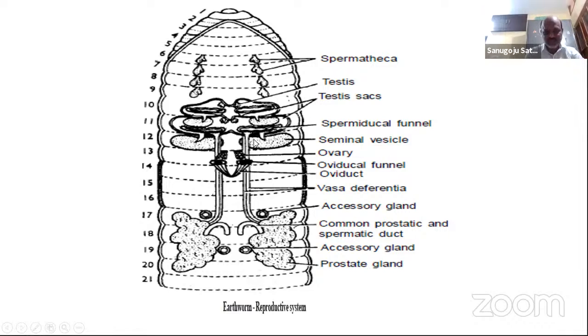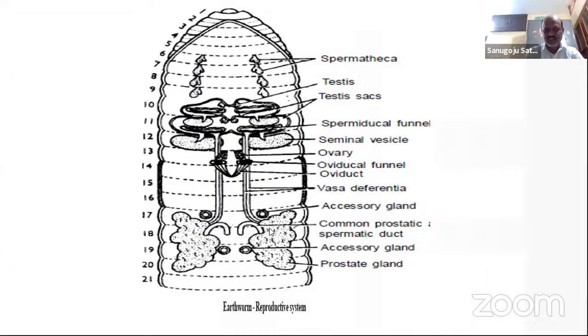Whereas the male vasa deferentia are there here. These are connecting with the prostate glands. The prostate gland and spermatic duct open collectively here. That's why it is the common prostatic and spermatic duct, and accessory glands are also there. These big lobular structures are called prostate glands. They secrete some juice, which is very useful for the movement of sperm cells, children.